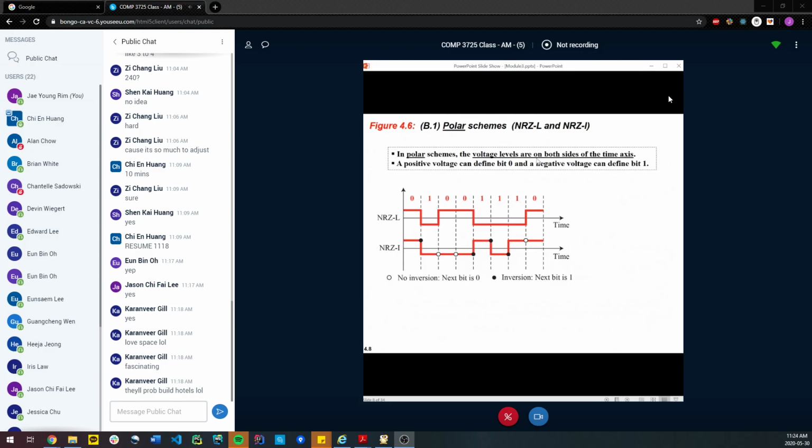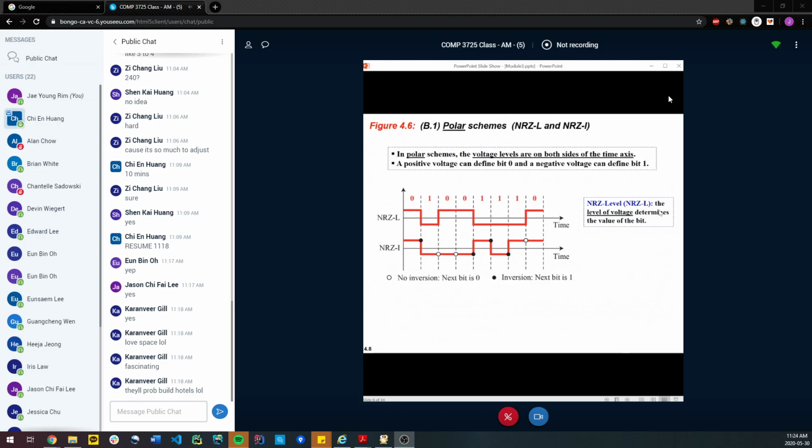Okay? Which is what it says here. The voltage levels are on both sides of the time axis. Okay? But notice that there's 2 schemes here, what we call NRZ, because it's still a non-return to 0, right? There's no transition in the middle of the bit. Okay? So it's NRZ-L for NRZ level and NRZ invert. Okay? So let's focus on NRZ-L first.